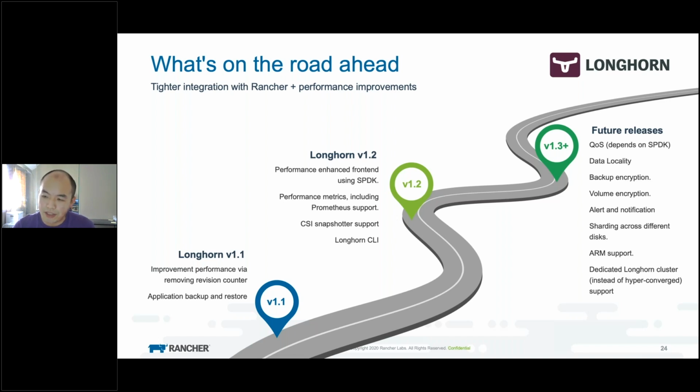We are also looking at backup encryption, volume encryption, alert notification, sharding across different disks, and ARM support. Many people are asking about ARM, but unfortunately we haven't got much time to work on that yet. Also a dedicated Longhorn cluster, instead of the current hybrid way of support. For the latest roadmap, you can take a look at github.com/longhorn/longhorn and the wiki, where we always have an up-to-date roadmap. You can also follow the Longhorn development on GitHub.